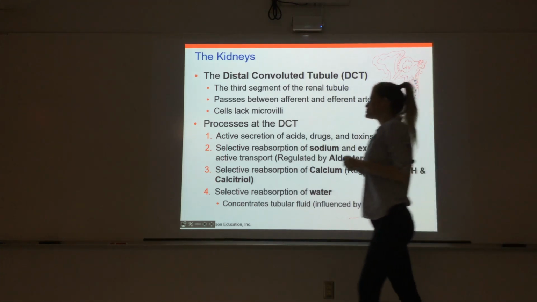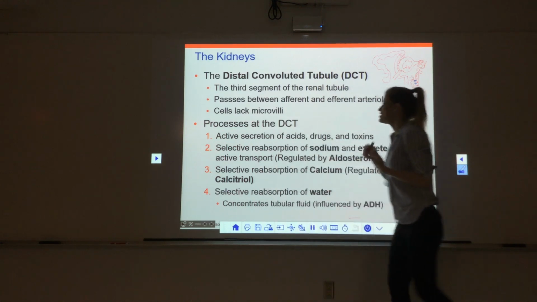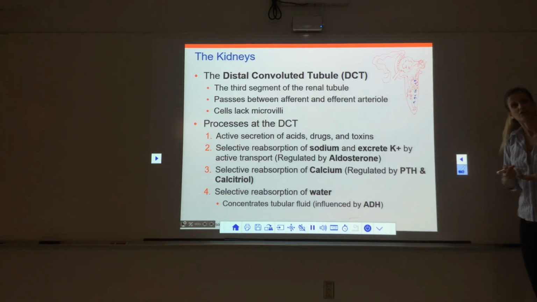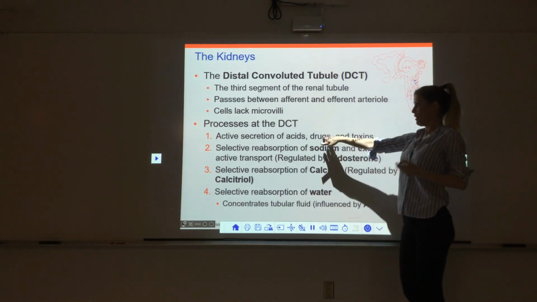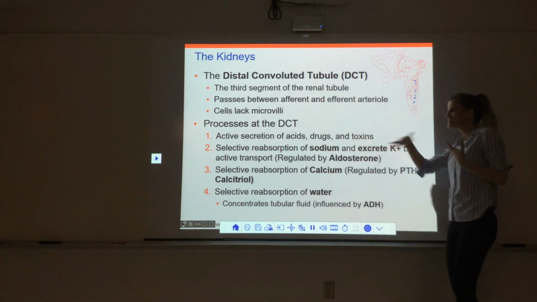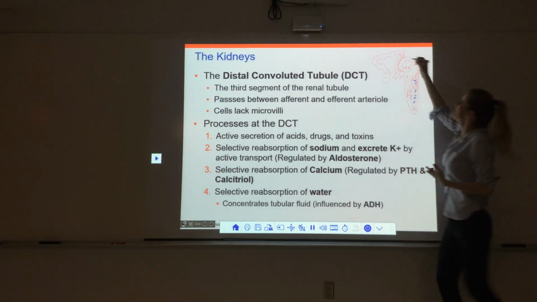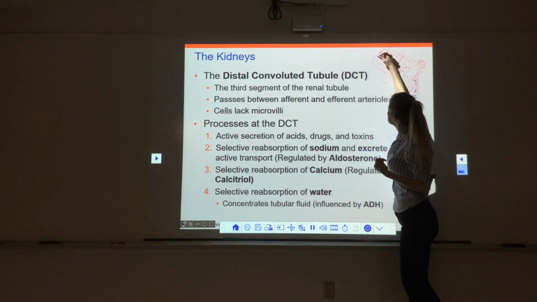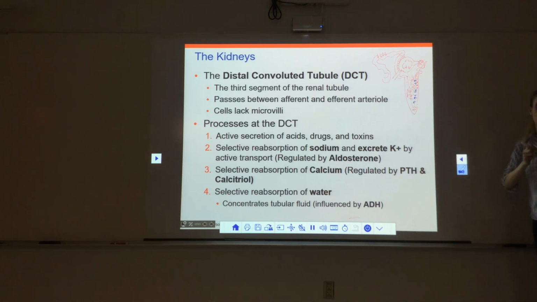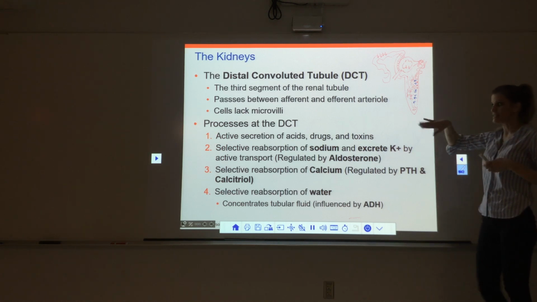When we look at the convoluted tubule, we do have the secretion of a lot of wastes here. So acids, like hydrogen ion, some drugs, medications, toxins, wastes, a lot of that gets actively secreted or actively pumped into the distal convoluted tubule. So if it didn't get filtered out of the glomerulus, but we need to get rid of it, we can actively pump it into the tubule in the DCT.